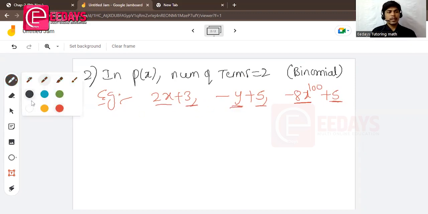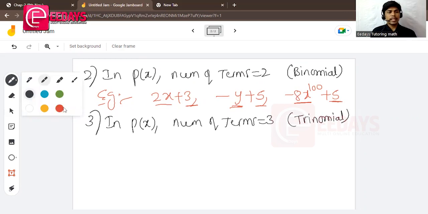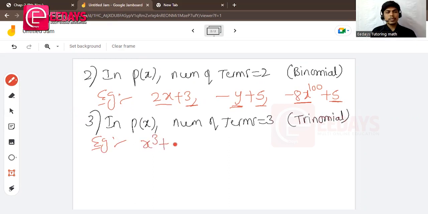There are two terms. Now, in p of x, if the number of terms is 3, we call it a trinomial. All right. Let's take an example. For a trinomial, the number of terms is 3. So we can take x cube plus x square plus 1, or else minus y power 100 plus 2x minus 5. The number of terms is 3 here.